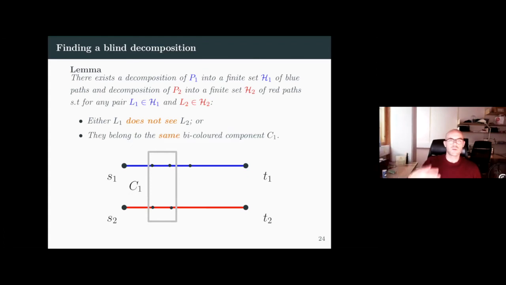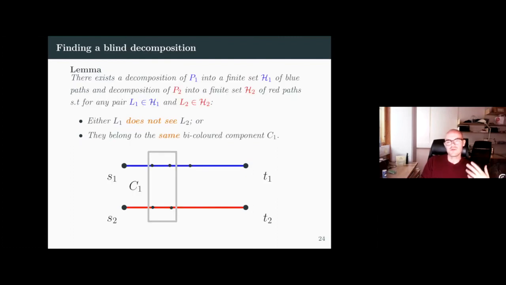To summarize, what we are doing basically is saying that there exists a decomposition of the path P1 and the path P2. So H1 is the path decomposition. A path decomposition is just, you divide a path into a set of subpaths, such that any time you take a path in H1 and a path in H2, either L1 does not see L2, or they belong to the same B-colored component, right? So this part is fine, and by doing this, we're almost there.